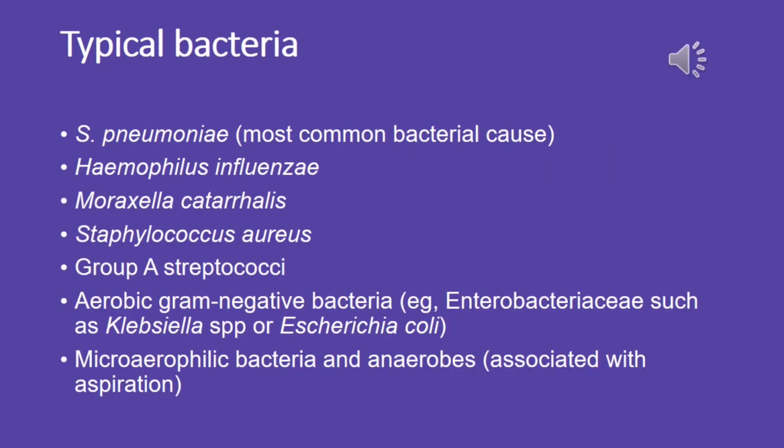When it comes to community-acquired pneumonia, several bacterial culprits can be at play. The most common troublemaker is good old Streptococcus pneumoniae, causing the majority of cases. But it doesn't stop there. Haemophilus influenzae and Moraxella catarrhalis also like to join the party. Watch out for Staphylococcus aureus and Group A Streptococci too, as they can be behind those pesky pneumonia symptoms. And let's not forget about the aerobic gram-negative bacteria, like Klebsiella spp or Escherichia coli. They're not shy about causing trouble either. But wait, there's more. Microaerophilic bacteria and anaerobes, often associated with aspiration, can also sneak in and wreak havoc on the lungs.